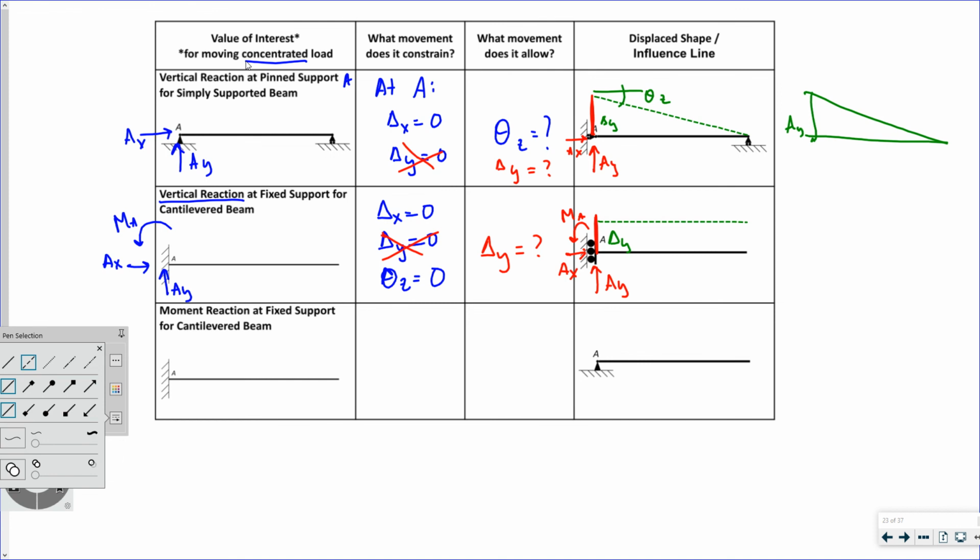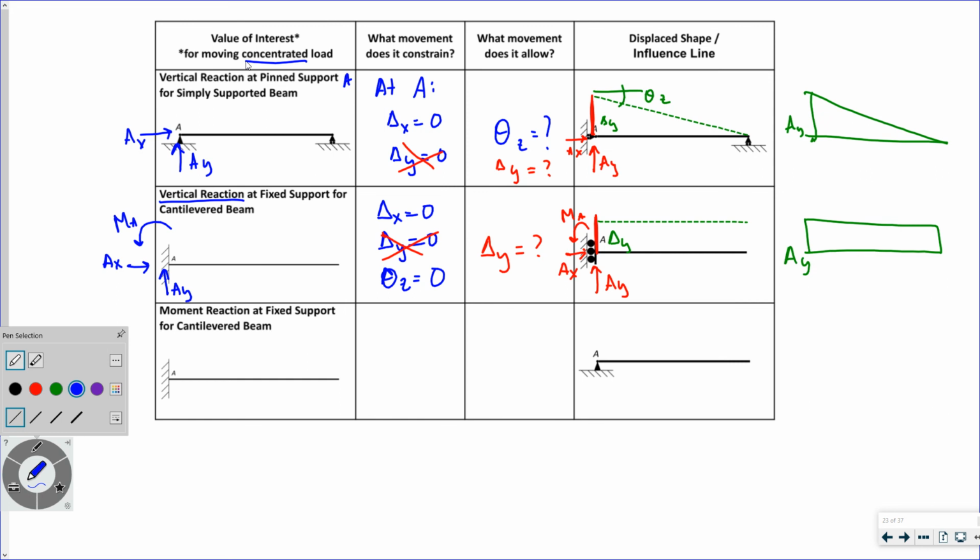So if I were looking at this influence line, what does this mean? It means no matter where I put that concentrated load, my vertical reaction is going to be the same. Moment, not so much, but my vertical reaction is going to be the same, right? Right. So let's talk about moment.